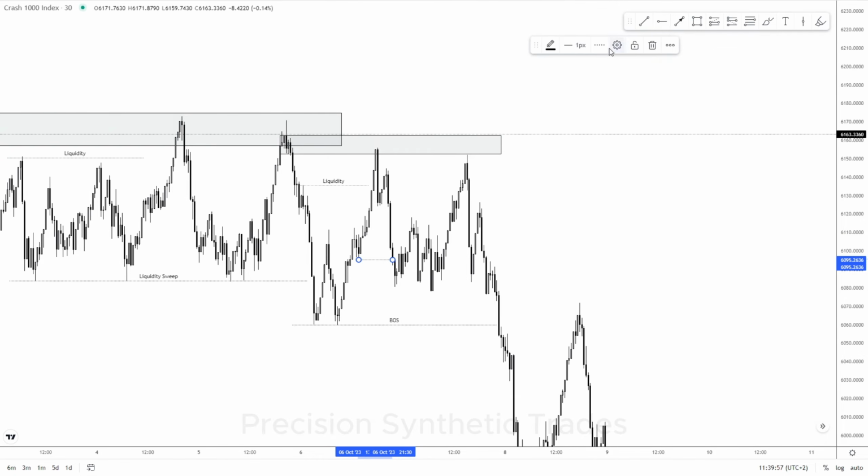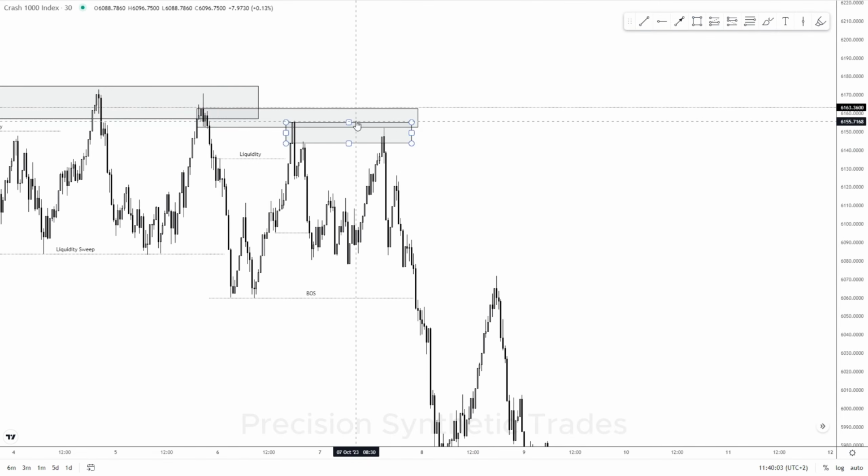And what is left behind? An order block. Put your sell limit on. There you go, you go down.